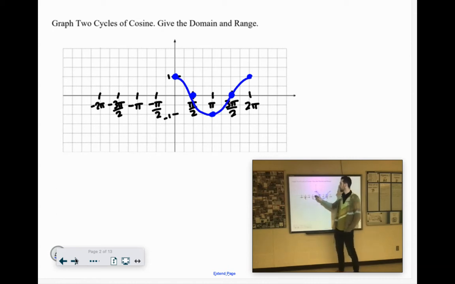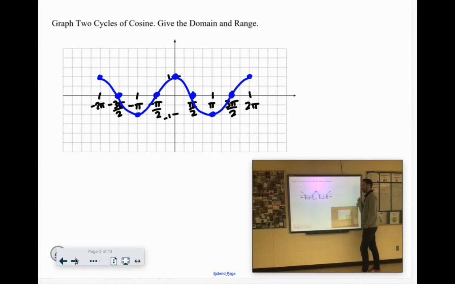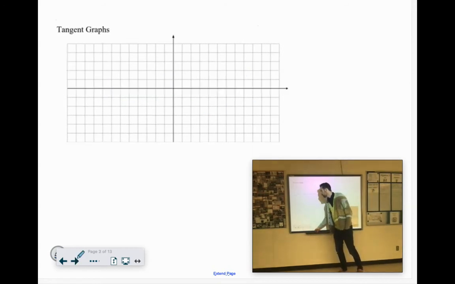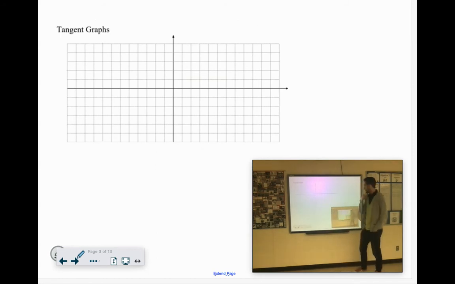If we took it back, 0, the lowest point, 0, the highest point. Here would be cycle number 2. Tangent is going to look a little wild by comparison, but it's kind of rooted in the unit circle.